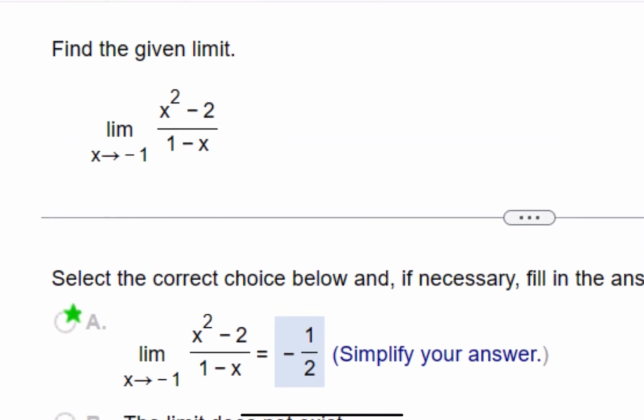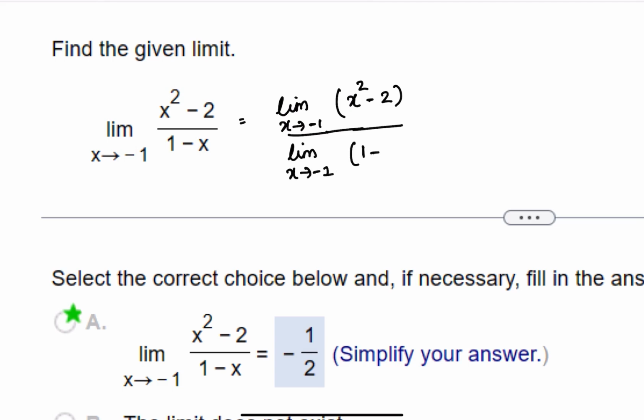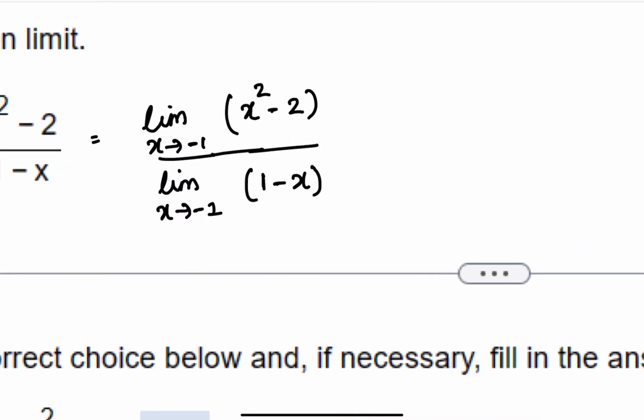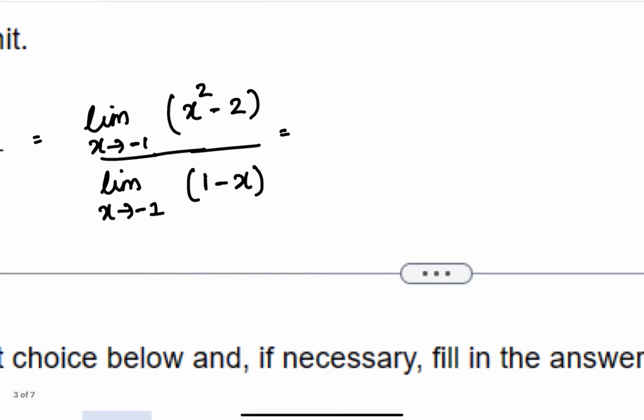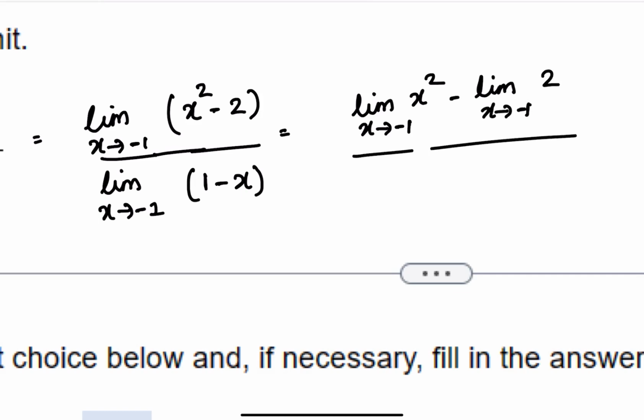Here, I'm going to separate the limits. So what I'm going to do is I'm going to have the limit of x approaching negative 1. My numerator is x squared minus 2 divided by, remember the limit formulas, I divide the limits, 1 minus x. Now, once I'm here, I will separate the limits further. This is the limit as x approaches negative 1 of x squared minus the limit as x approaches negative 1 of 2. Now you might ask, Miss, am I supposed to do all of this?